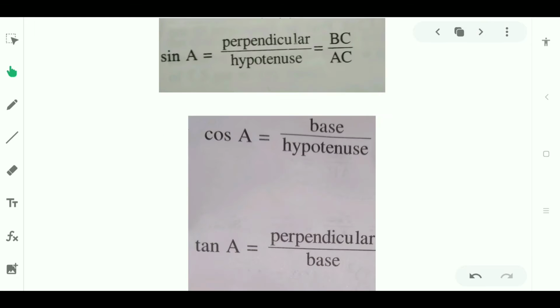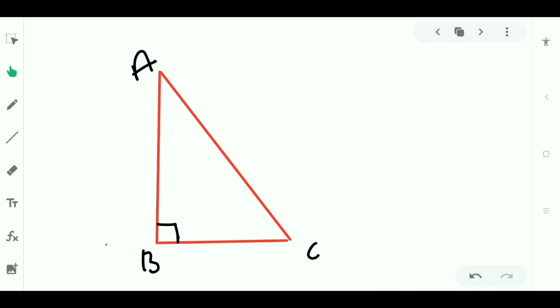Now here we have sin A is equal to perpendicular by hypotenuse. Just ignore this, we are not having this because I took the triangle differently. First we should know what a perpendicular is. Trigonometry cannot work on this 90 degree angle. It will work on either of these two angles, angle A or angle C. Let us take this angle A.